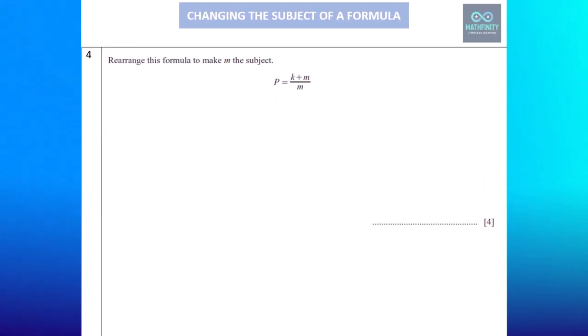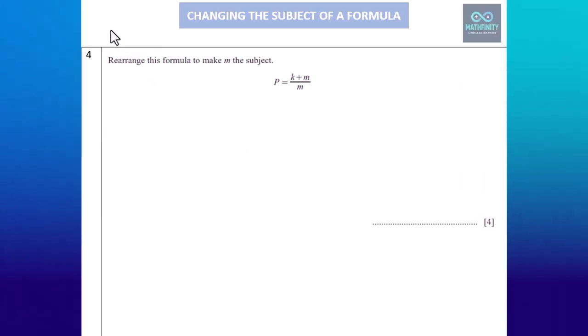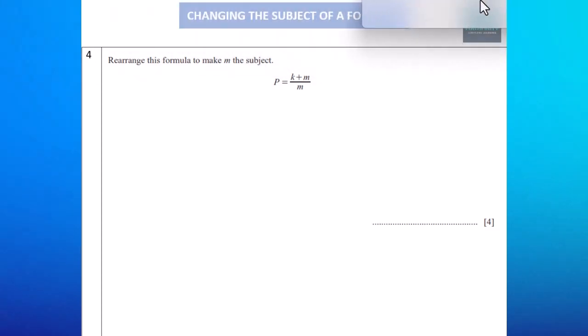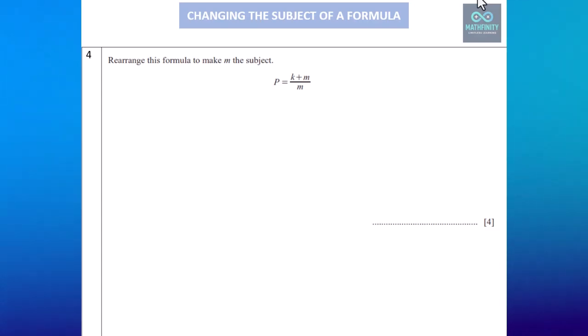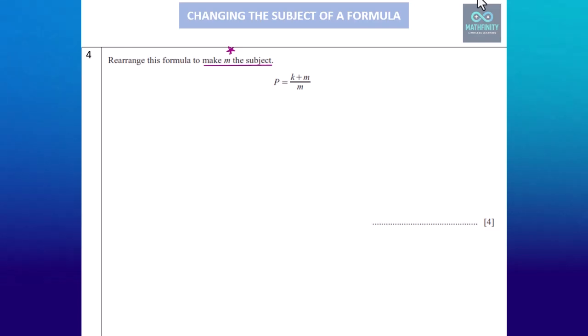Sometimes they are changing the statement. Like in the previous questions, you saw that in questions 1, 2, 3, they ask to make x the subject or make y the subject. But now they changed the statement. They said rearrange this formula to make m the subject. Still, they are giving you the hint about which variable you have to separate. We have to separate m. Guys, this type of question is very important. You can concentrate on the marks, 4 marks.